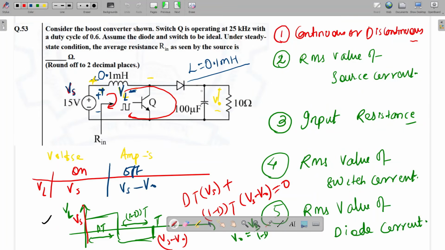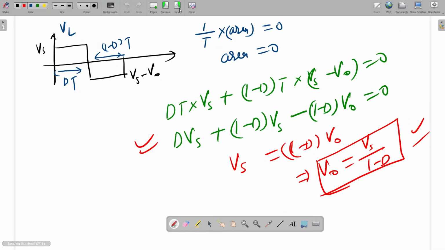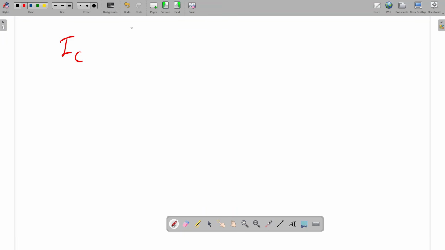Similarly, you can apply the ampere-second balance across this capacitor current IC. So during the on duration, what will be the value of IC? Anyone tell? It is I naught. When the switch is conducting, this diode will be off, but this load current needs some path. The load current is flowing here, I naught. So IC during the on duration is equal to minus I naught.